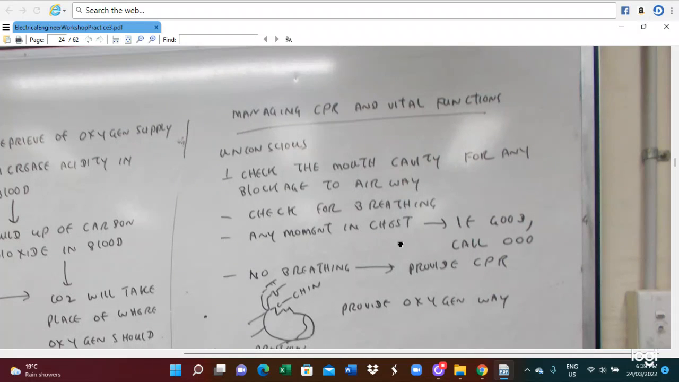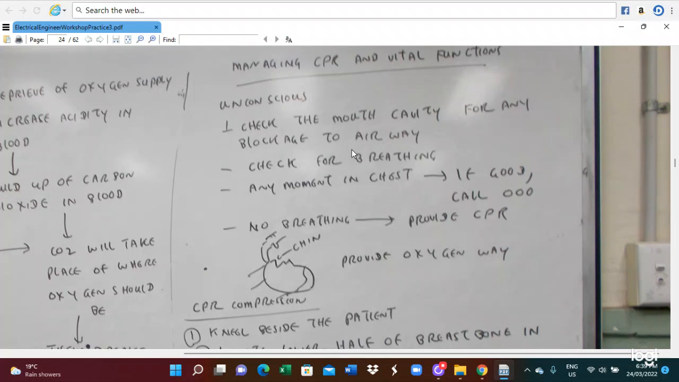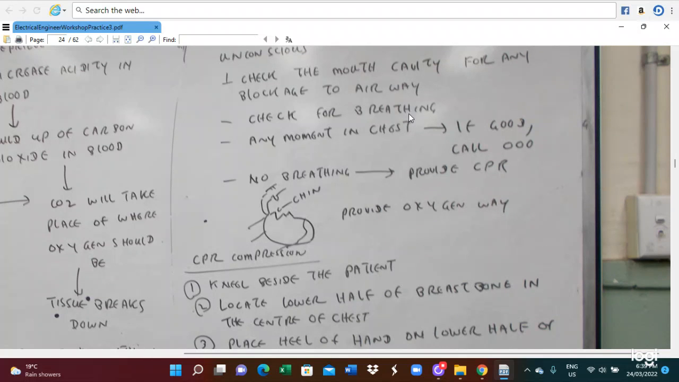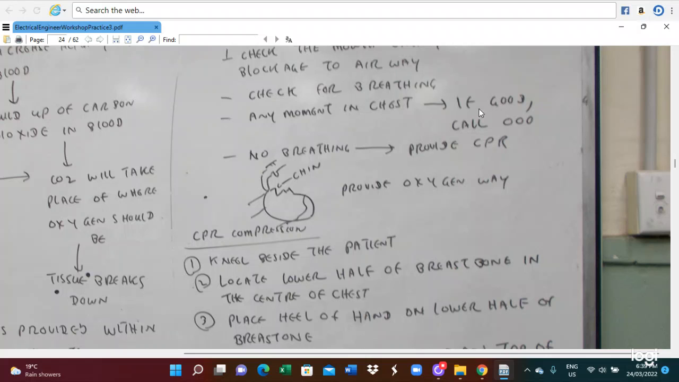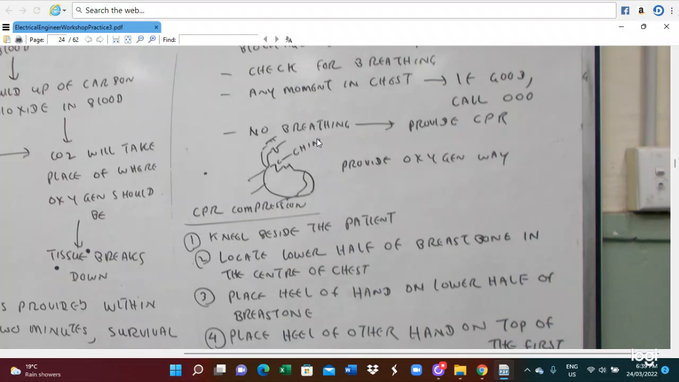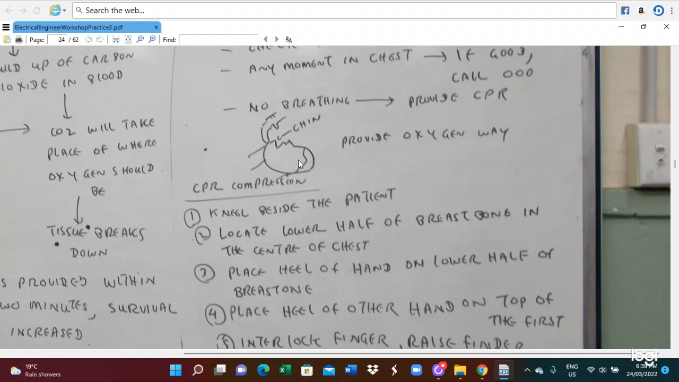So we have to manage the CPR and the vital function. When the person is unconscious, you have to check the mouth for any blockage of the airway, and you have to check for breathing. If they are breathing, you have to call 000. If they're not breathing, you have to provide CPR. So this is the way to provide the CPR.